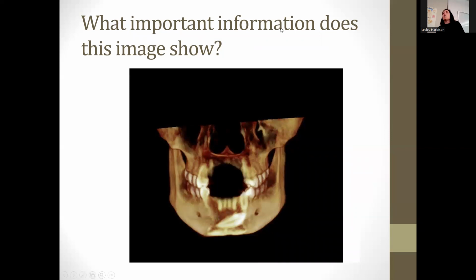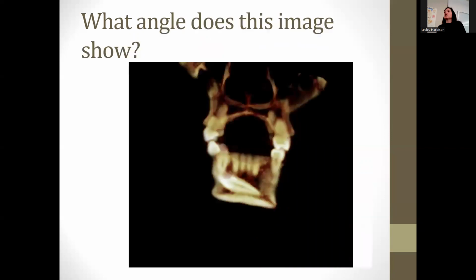And then what important information does this image show? So what do you think they were picking up here on this image? Yeah. Do you see that? A very strangely placed canine. So there's a canine in a very particularly odd place. And so that's what they were using. You go through the planes and then you can see where the tooth is or whatever structure you're looking for.